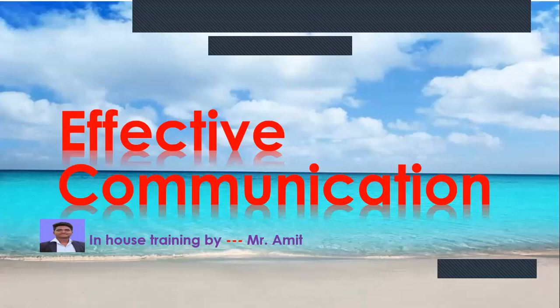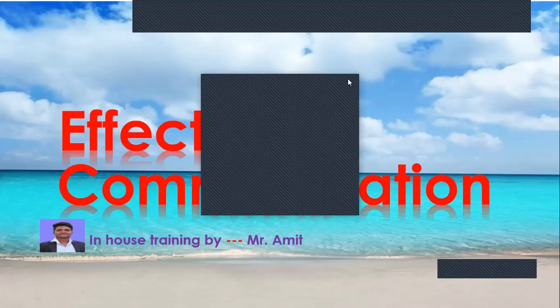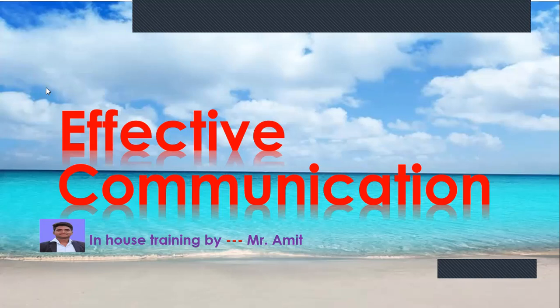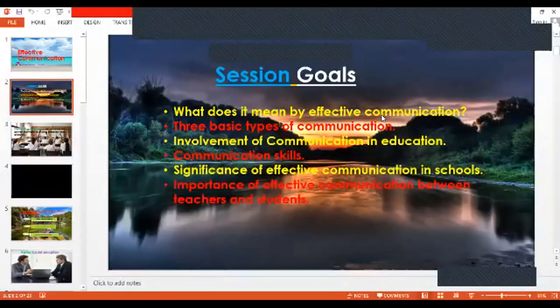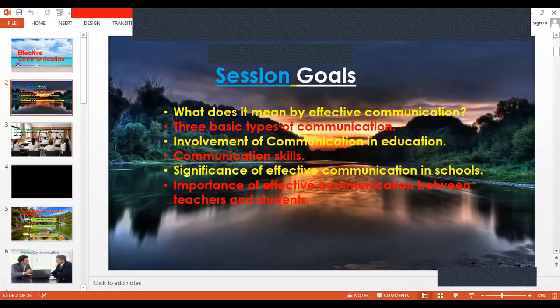Let us see our session goals today. What are the communication goals of this session? I have selected 6 session goals. First, what does effective communication mean? As this is our topic, we will see what the meaning of effective communication is, how we can make our communication effective, and how we can inspire others by our communication.